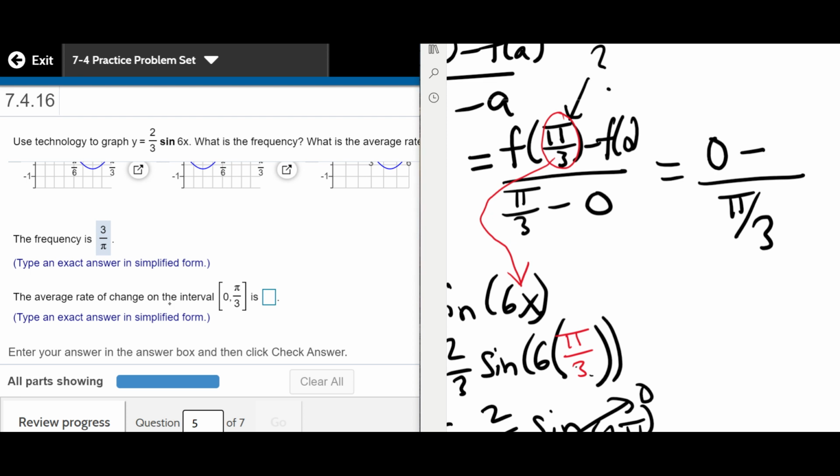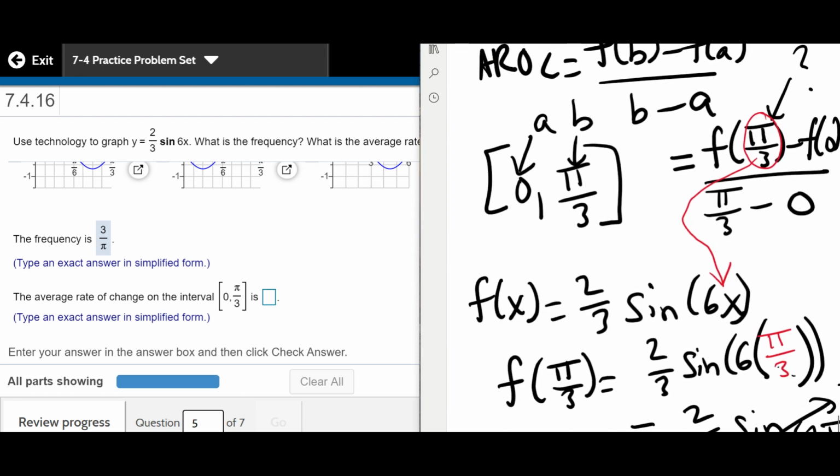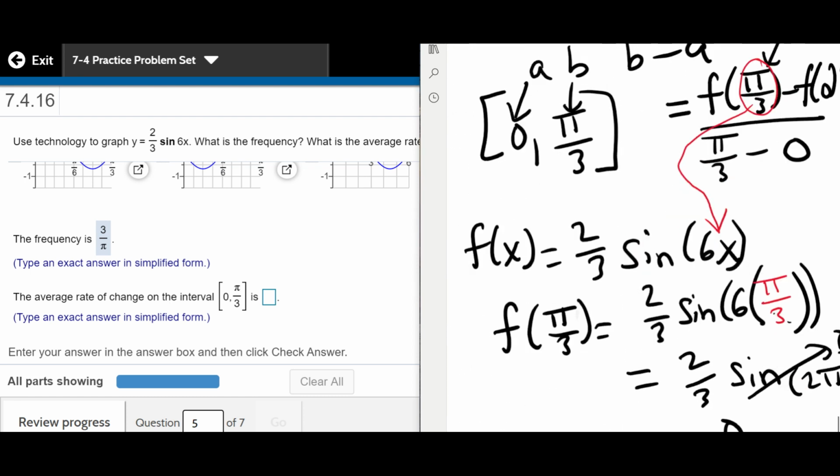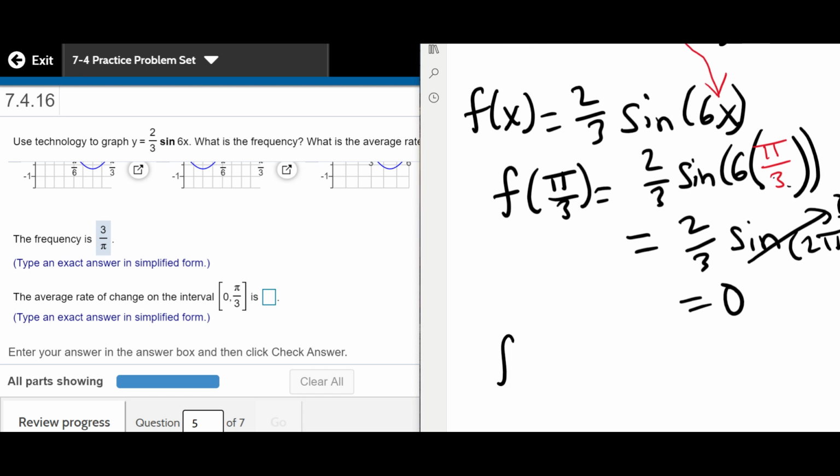Now we got to do f of 0. How do we do f of 0? We're going to do the same thing. So we're going to plug in 0 into the function. So f of 0 equals 2/3 sine of 6 times 0.